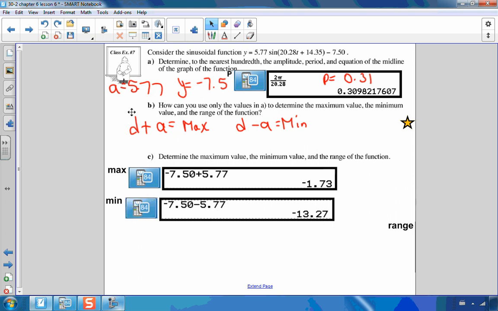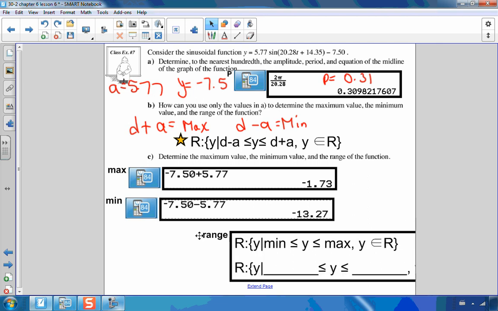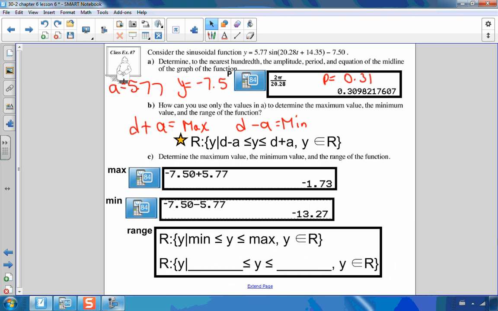And then we want to find a way to state the range. So the range of your sinusoidal function is going to be d minus a less than or equal to y, less than or equal to d plus a, your minimum and your maximum value. So the range in this case is going to be between the minimum and the maximum. So between our minimum, negative 13.27, and our maximum, negative 1.73.